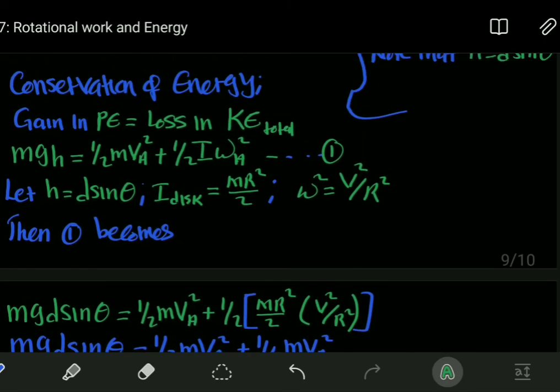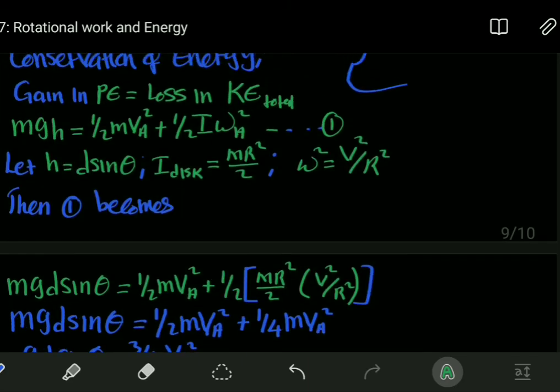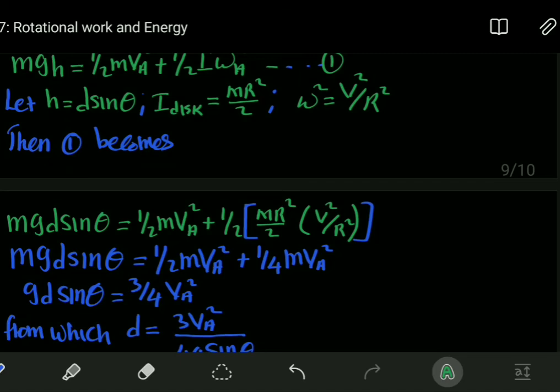Okay, notice here we have to work with v. Okay, we have to work with v, not omega. Therefore that's why we're changing this omega into an expression in terms of v and r. Okay, because that's what we are given in the question. Okay, we know what v is at the bottom, v_a. Okay, so now we work this further.